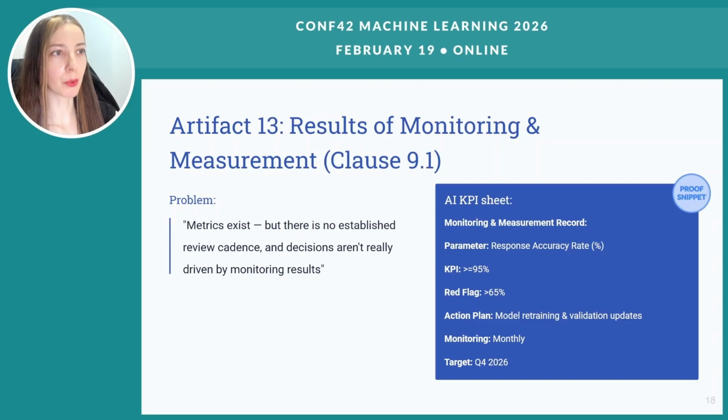Clause 9, performance evaluation now, and 9.1 on results of monitoring and measurement activities. Organizations start by defining what needs to be monitored, usually through clear key performance indicators such as model accuracy, response time, fairness indicators, or compliance metrics. Just as important is defining how the data is collected, how often it is reviewed, and who is responsible for analyzing it. Without clear ownership and a defined review cadence, monitoring becomes passive data collection rather than effective governance.